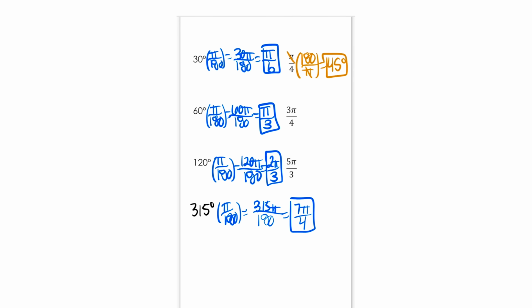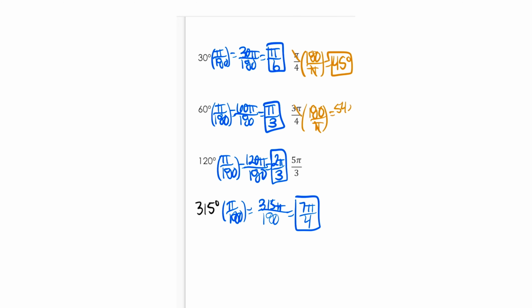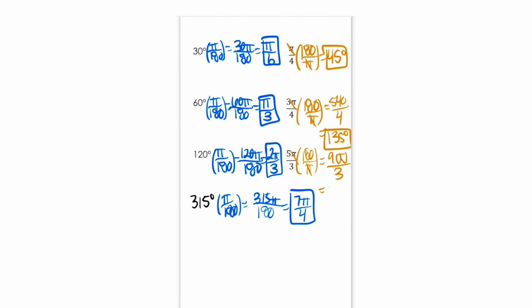So for 3 pi over 4, we multiply by 180 over pi. The pi's cancel, and we're left with 3 times 180 divided by 4, which is 135 degrees. And finally, 5 pi over 3. If we multiply that by 180 over pi, and the pi's cancel, we have 5 times 180 divided by 3, which is 300 degrees.